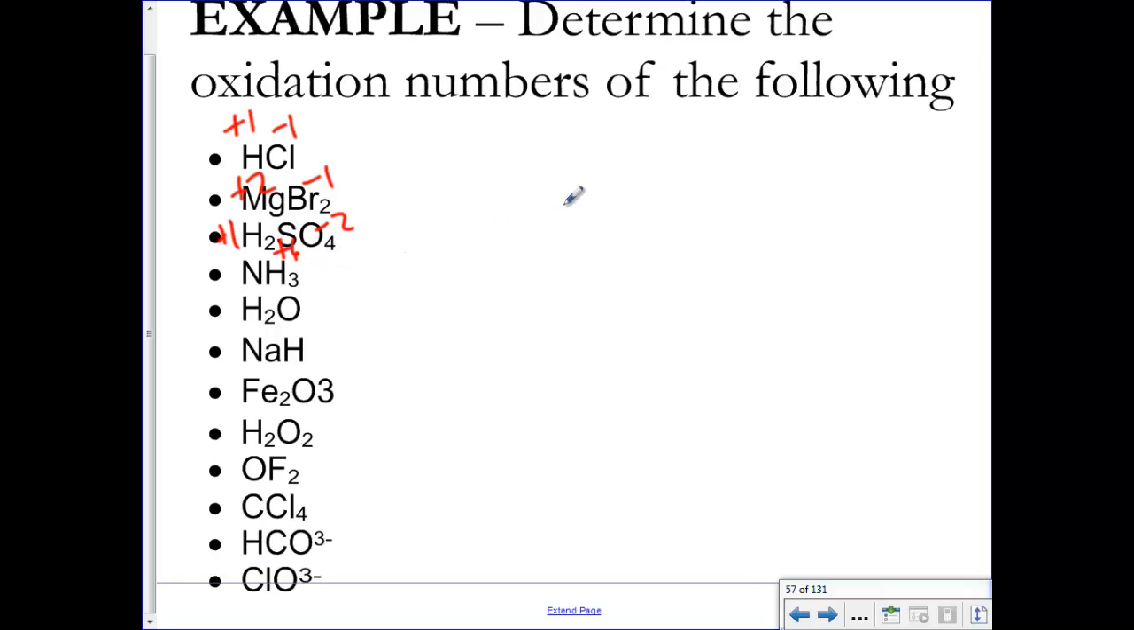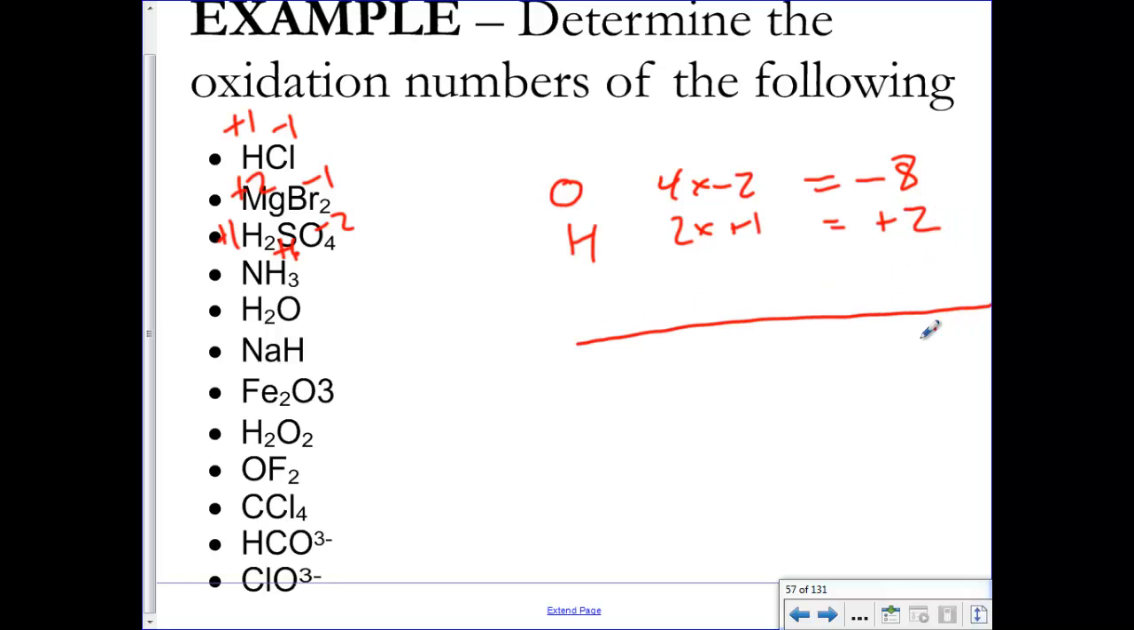Your oxygens are contributing 4 -2s, so that's -8. Your hydrogens are contributing 2 +1s, so that's +2. I need all of this to somehow be 0 when I'm done. My sulfur, I have 1 of them. What is this charge going to need to be to make this all negate out to be 0? It's going to have to be a +6.